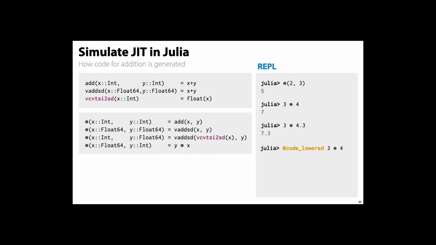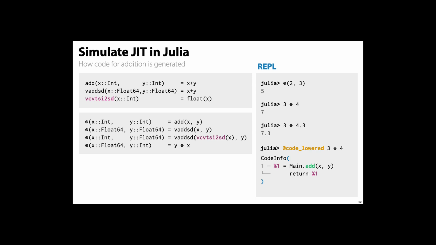Okay, so this kind of works as you would expect. Now we're going to use a macro called code_lowered. What that gives us is the first step of what the Julia just-in-time compiler would do, where it turns higher level Julia code into lower level Julia code, which is easier to compile.